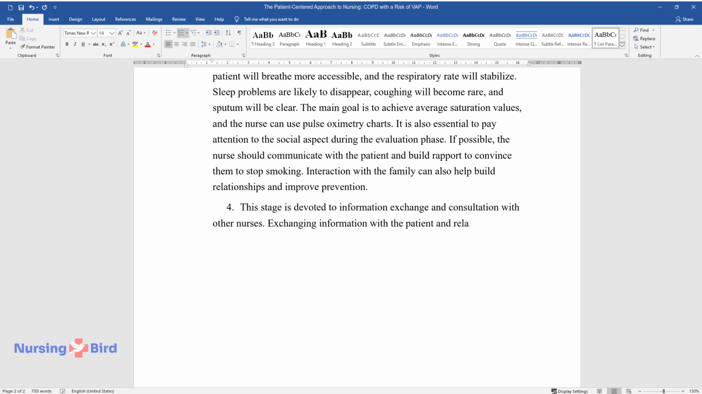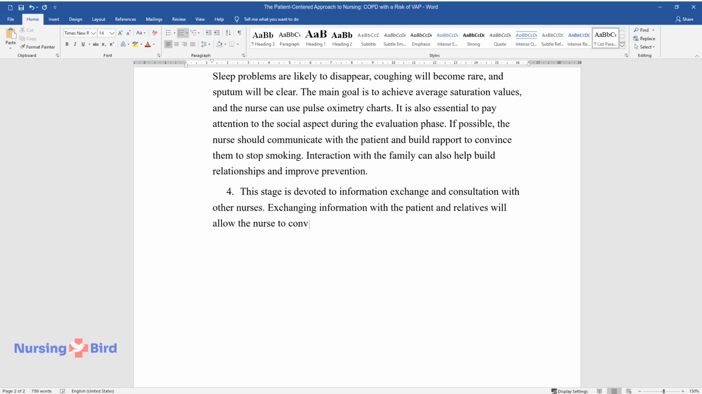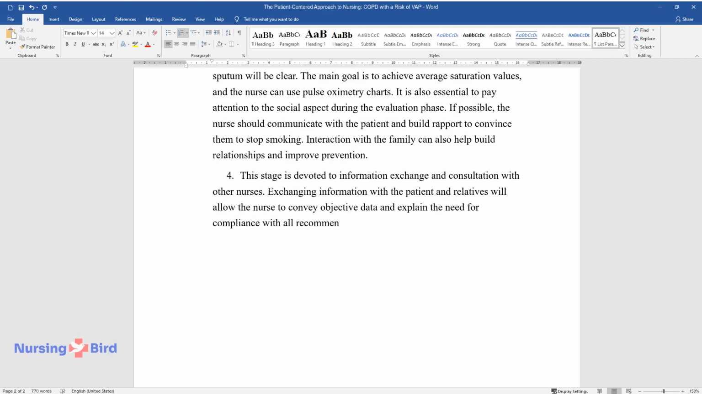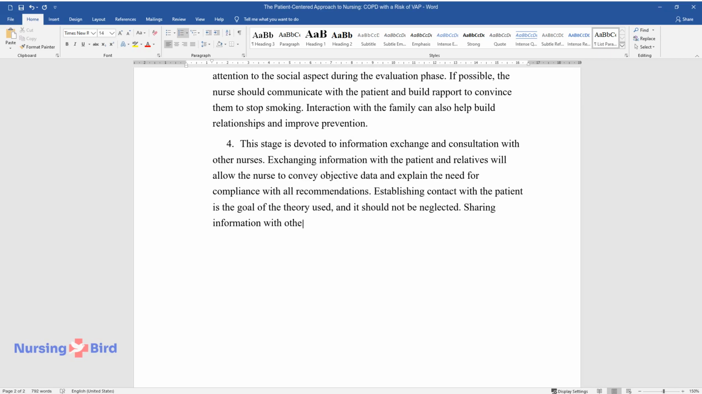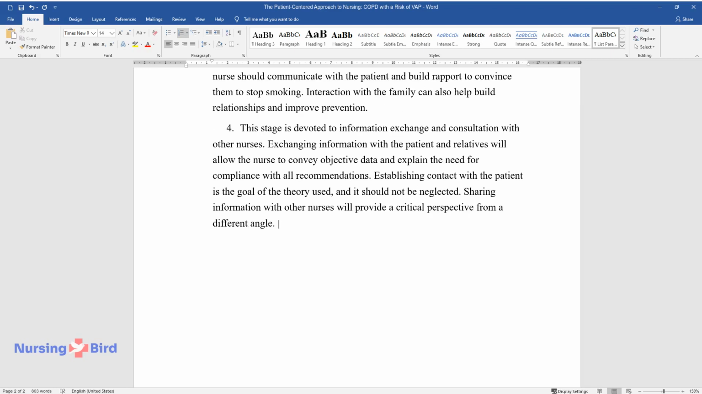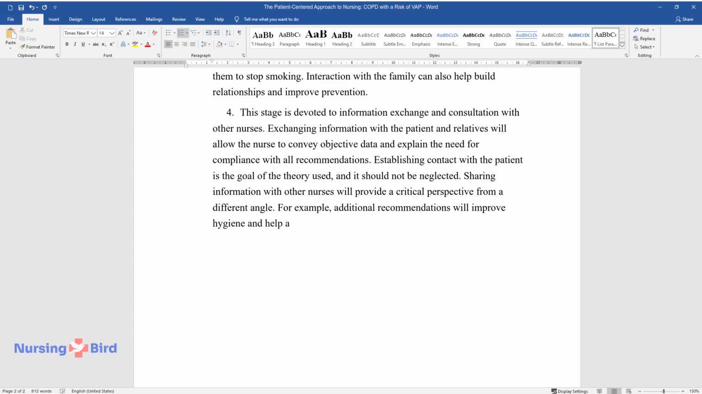Exchanging information with the patient and relatives will allow the nurse to convey objective data and explain the need for compliance with all recommendations. Establishing contact with the patient is the goal of the theory used, and it should not be neglected. Sharing information with other nurses will provide a critical perspective from a different angle. For example, additional recommendations will improve hygiene and help adjust preventive care.